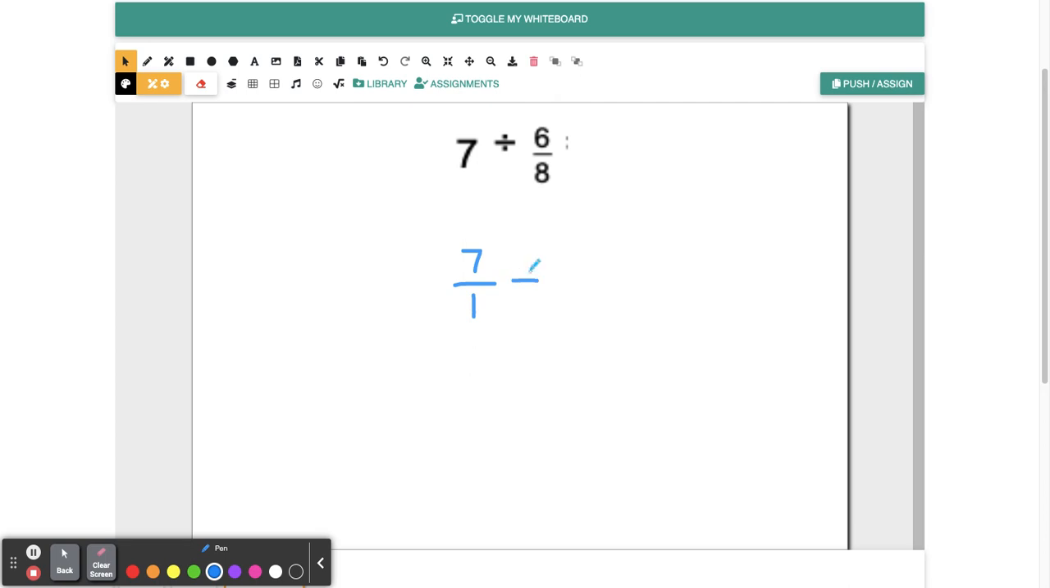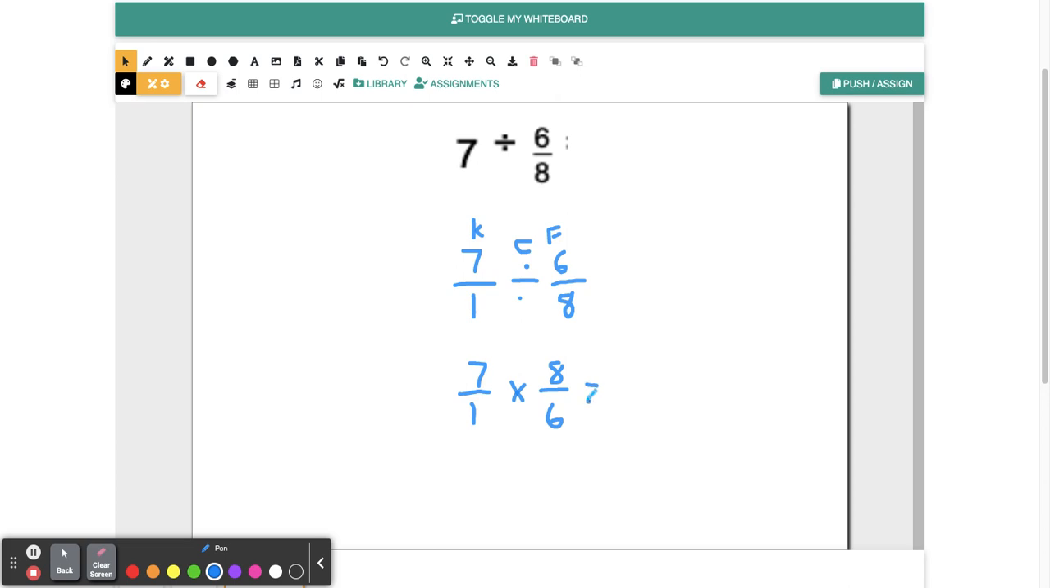I know you're thinking, okay, now I can keep, change, flip. Don't do that yet. Make sure we're doing one step at a time. Now I have my two fractions with numerator and denominator, so I'll do my keep, change, flip. I'm going to keep this first one as 7 over 1, change that division to multiplication, and then flip here, and I have 8 over 6.